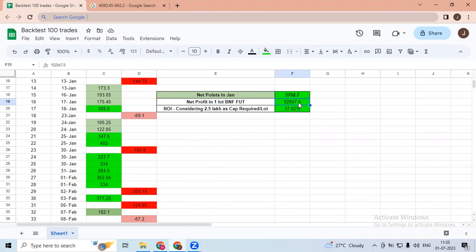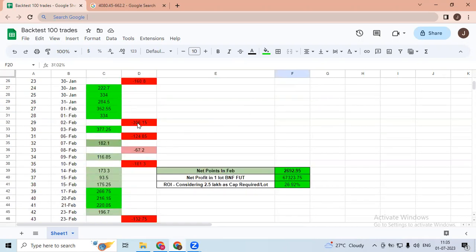Okay. Now, what is the return on investment? If I consider that the minimum capital which I have kept is 2.5 lakhs per lot. Okay. Generally, Bank Nifty is tradable with 1.5 lakh rupees, but I have kept it for the safer side, considering the losses part as well. I have kept it as 2.5 lakh rupees per lot. Okay. So considering that, you have gained in a single month 37.02%.